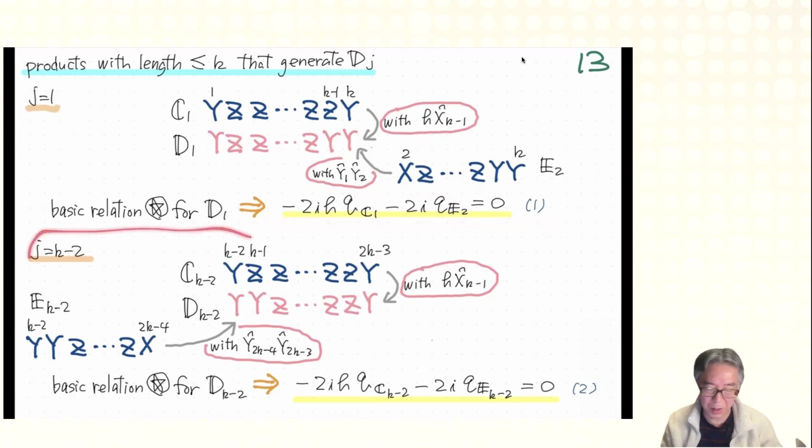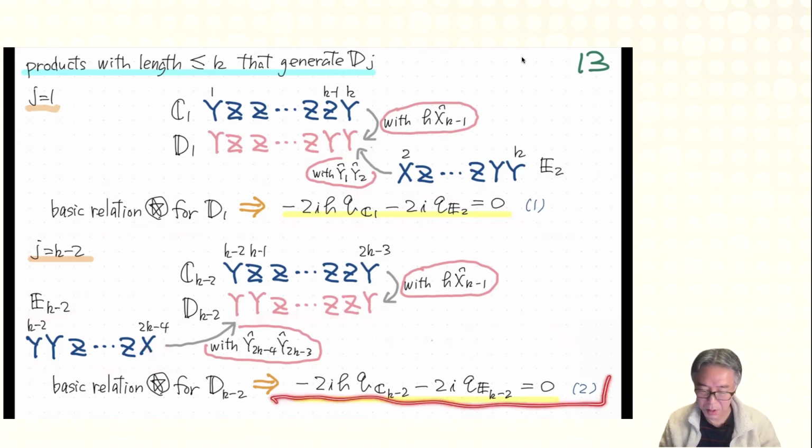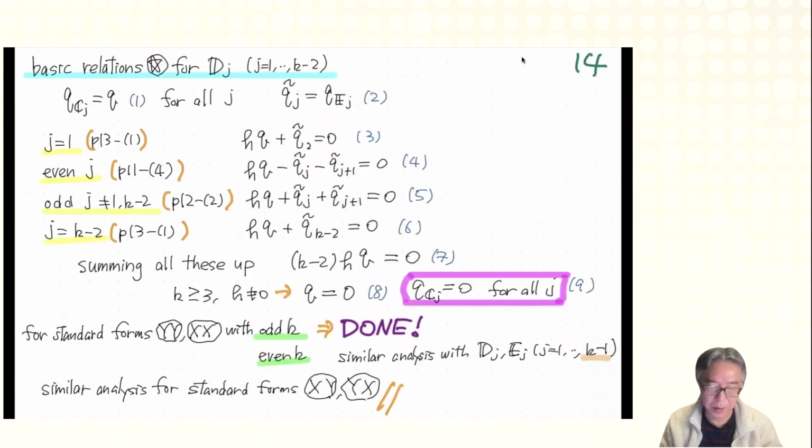Very similarly for k minus 2. In this case, this is generated by k minus 2, which looks like this, by adding yy here, but this is not generated by anything else. Okay, so you get this terminating condition relation here. Okay, now I think we are basically done. So we have obtained a basic relation for dj, and we have a bunch of j's, but the good news is that qcj are the same.